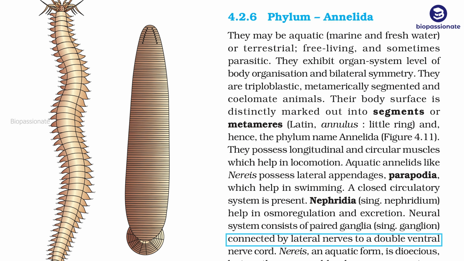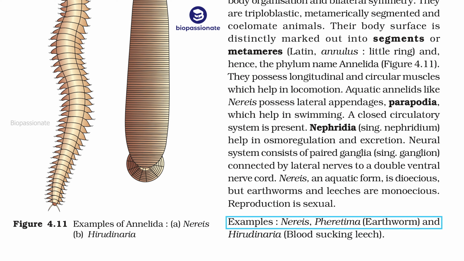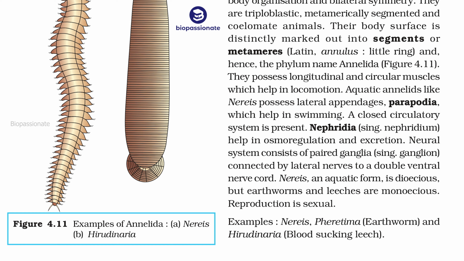Nereis, an aquatic form, is dioecious, but earthworms and leeches are monoecious. Reproduction is sexual. Examples: Nereis, Pheretima, earthworm, and Hirudinaria, blood-sucking leech. Figure 4.11, examples of Annelida, A. Nereis, B. Hirudinaria.